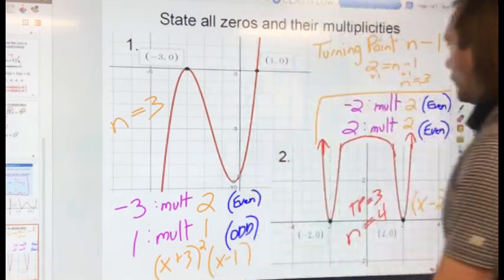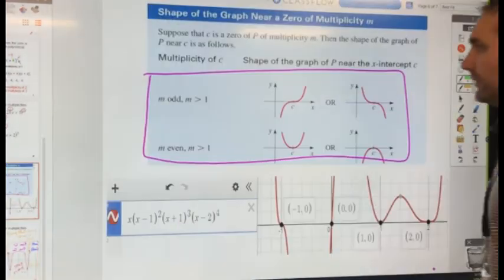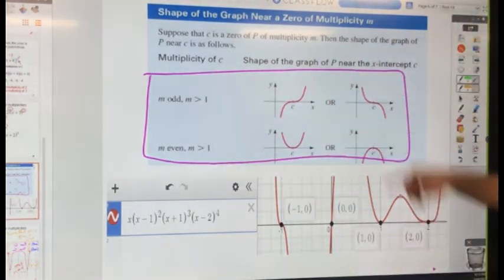But again, don't mind so much what I just did in orange. I just want you to focus on knowing this: odds go through the point, evens touch to become turning points.